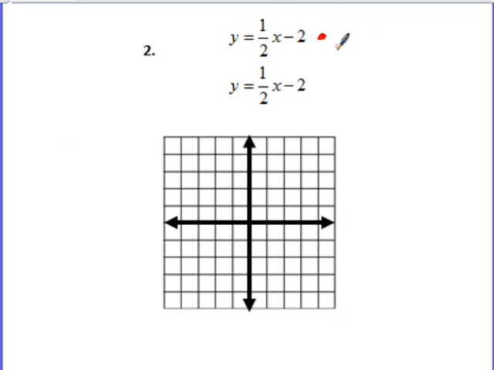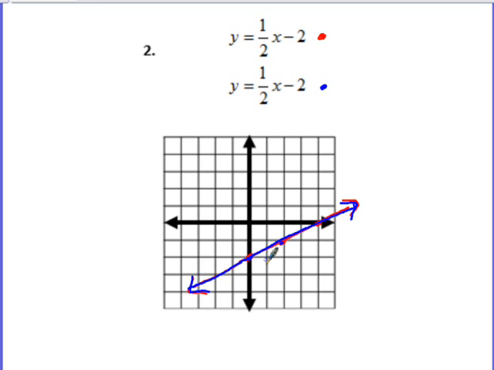Alright, now here's the second example. I have 1/2 x minus 2, so I have negative 2 as my y-intercept, and then I'm going to go up 1 over 2, up 1 over 2, and draw my line. Then the second equation in the system is also 1/2 x minus 2. So it's the exact same line. They are right on top of each other.